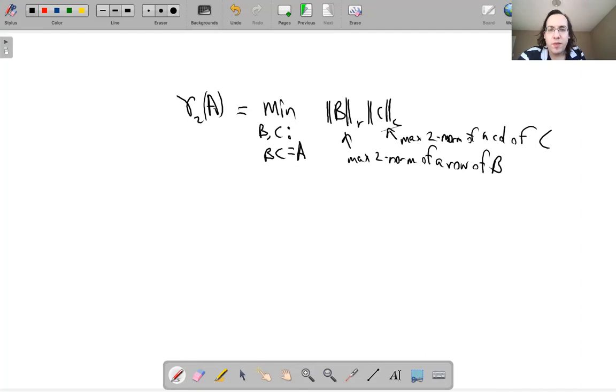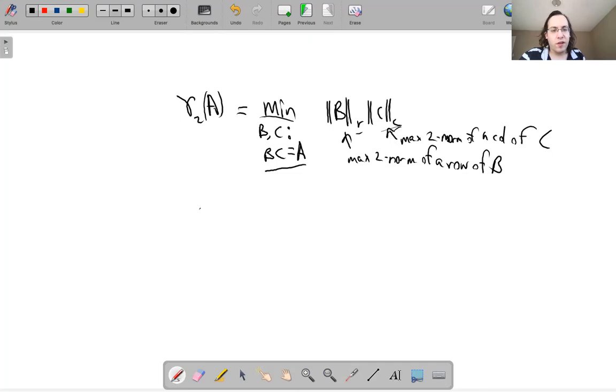I hope I didn't flip the R and the C here, so you should check the notes for the actual version. This is a factorization norm formulation. Here we wrote the gamma 2 norm of A as the minimum over factorizations of A into a matrix product B times C, of a norm of B times a norm of C. This is a weird thing to do, but that's one definition of the gamma 2 norm of A.